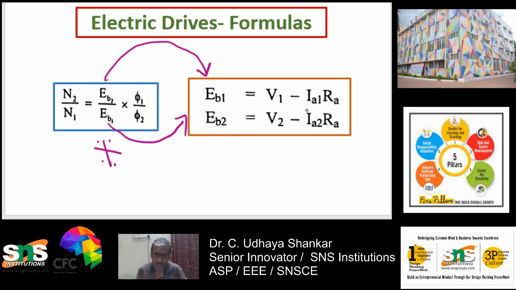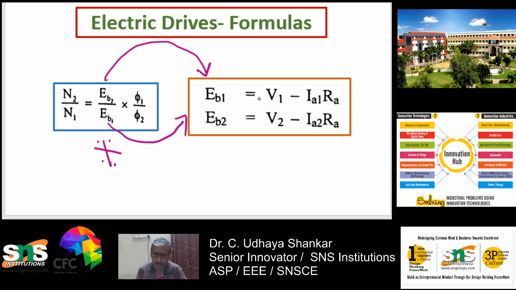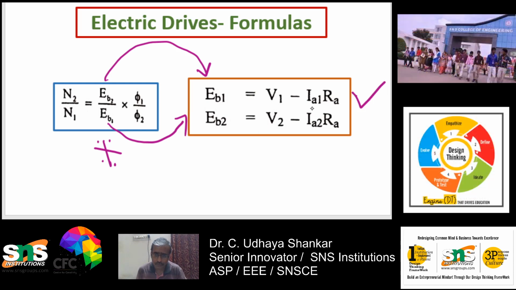If you interchange it, you get the back EMF as EB1 equals V1 minus IA1 RA, because RA remains constant. IA1 is the one which is going to change with respect to change in torque.